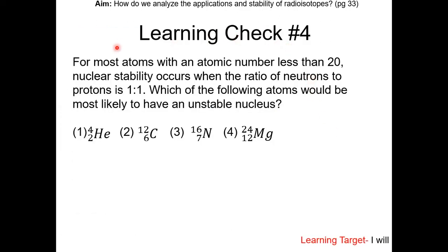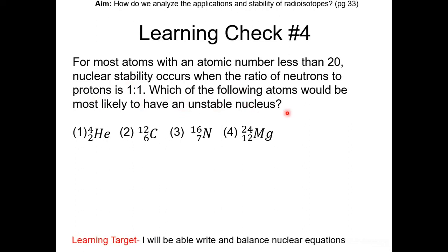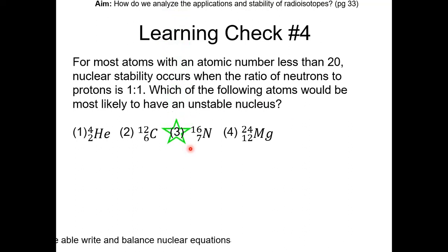Learning check number 4. For most atoms with atomic number less than 20, nuclear stability occurs when the ratio of neutrons to protons is 1 to 1. Which of the following atoms would be most likely to have an unstable nucleus? Pause the video and resume when completed. The answer is choice 3 because the proton and neutron ratio is not 1 to 1.